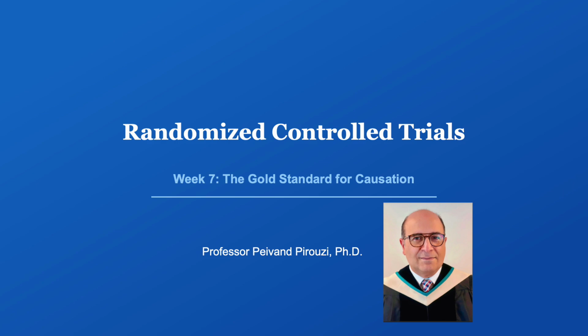Welcome to Week 7. We've covered observational designs, cohort and case control studies. Today we reach the top of the evidence hierarchy, the randomized controlled trial, or RCT. The RCT is considered the gold standard for establishing causation because it controls for confounding through randomization. When properly conducted, RCTs can tell us whether interventions truly work.